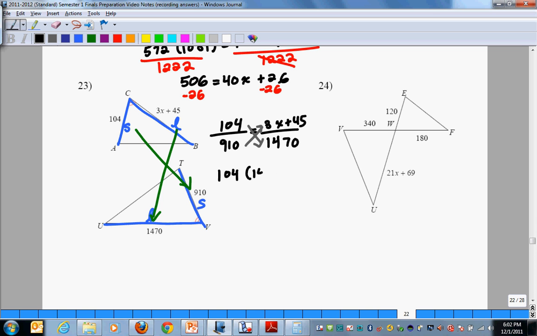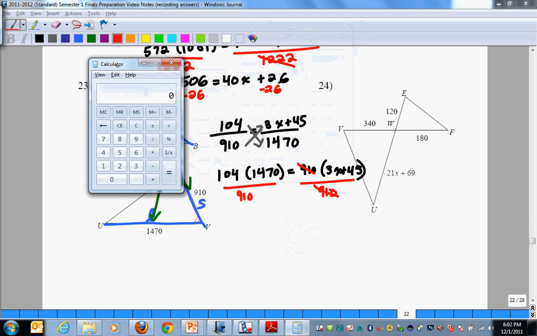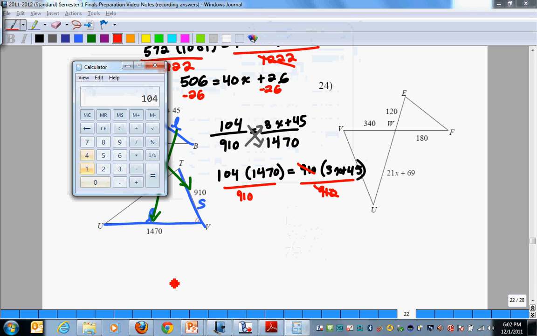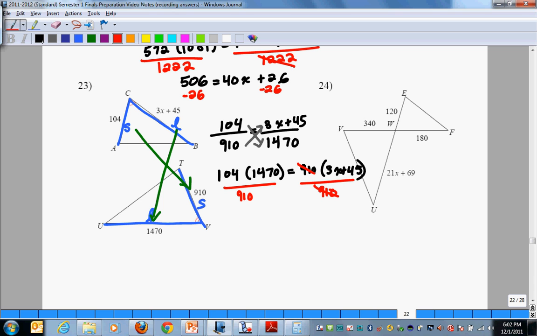104 times 1,470 equals 910 times 3x plus 45. Once again, instead of distributing that 910, I'm just going to cancel it by dividing. So on the left here, we're going to go 104 times 1,470 divided by 910, we get 168, equals 3x plus 45.